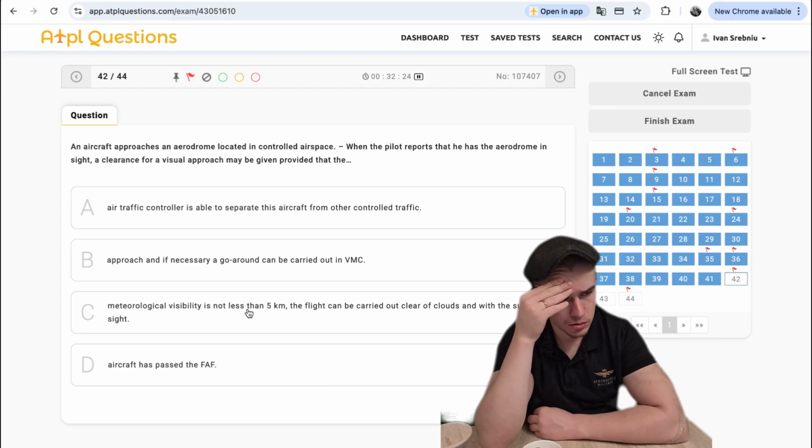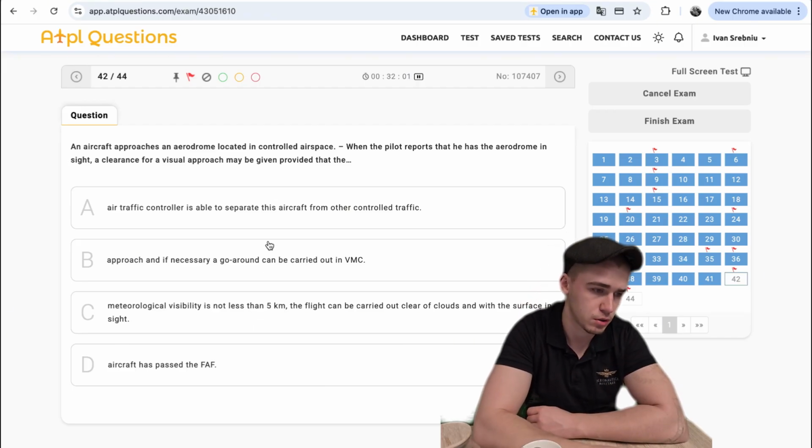But when the pilot reports that he has the aerodrome in sight, a clearance for visual approach may be given, provided that the approach and, if necessary, go around can be carried out in VMC, visual meteorological conditions.